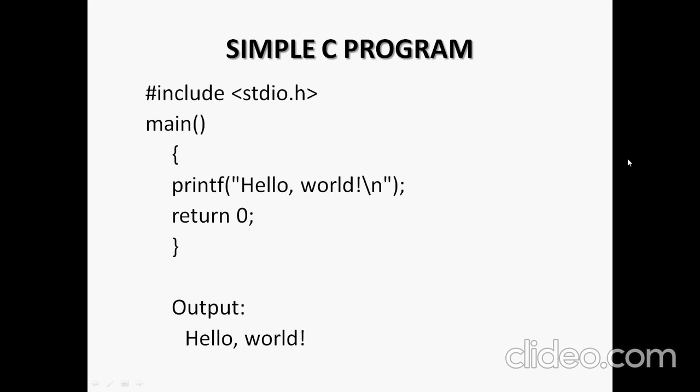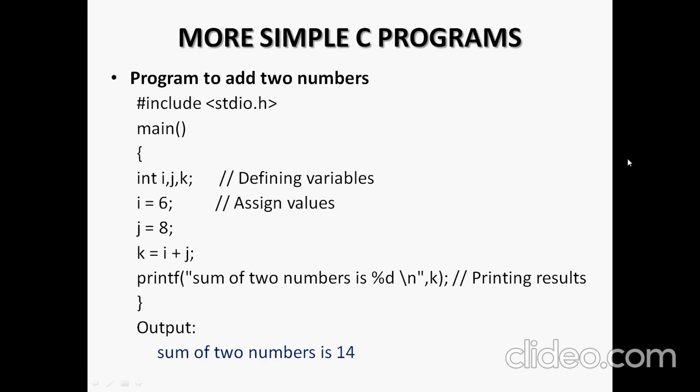Let us understand some other programs also, more simple C programs. Add two numbers program. So for adding two numbers, the first statement is #include <stdio.h>, std means standard input output header file. Then main is the beginning of the program, and the opening curly brace is the gateway of the program. The actual program starts from this opening curly brace.